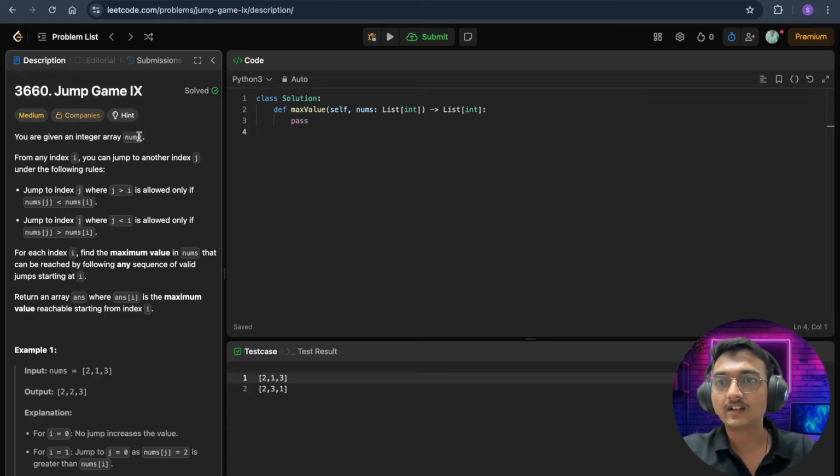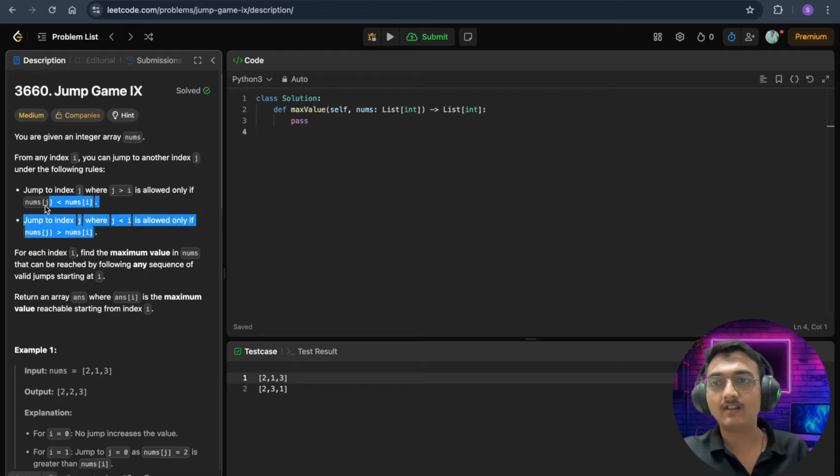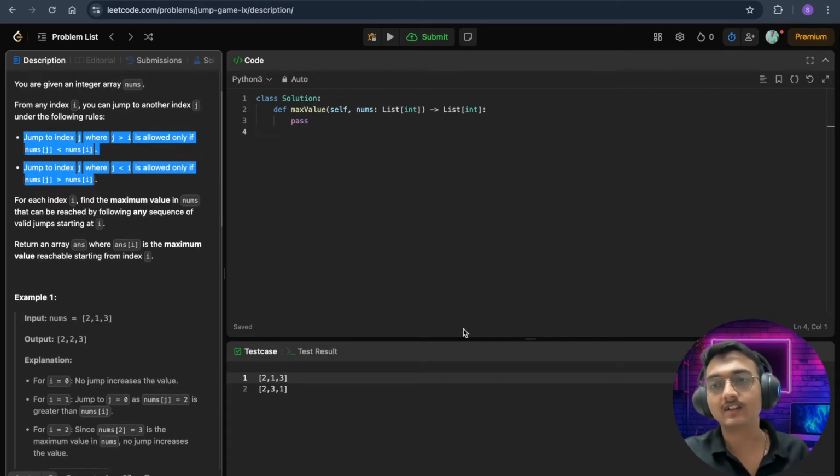You are given an integer array nums. For any index i, you can jump to another index j. What is the criteria? Jump to index j where j is greater than i is allowed only if nums of j is less than nums of i, and jump to index j where j is less than i is allowed only if nums of j is greater than nums of i. I will tell you this thing very clearly.